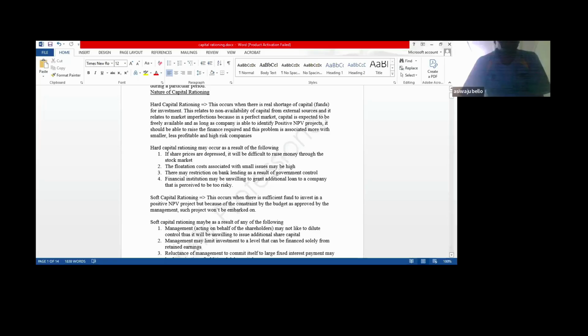Governments may issue directives to banks on the amount to loan out. That means there's restriction, control.